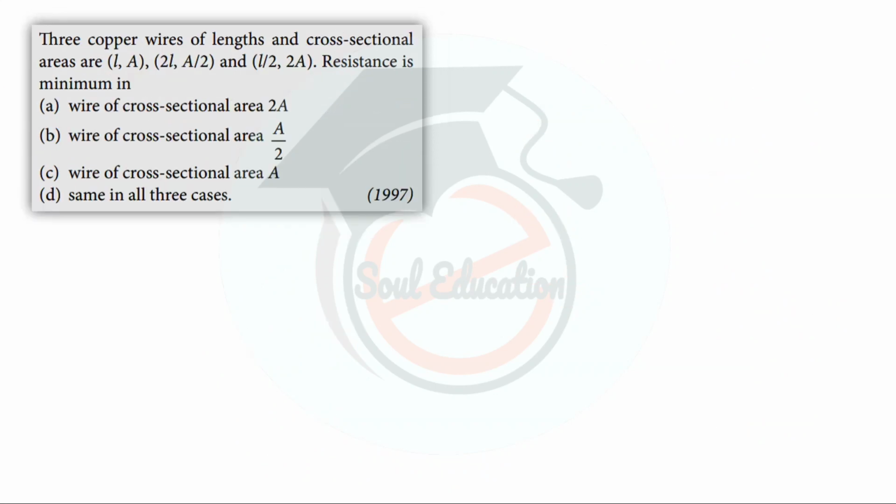Now the next problem is: 3 copper wires of length and cross sectional area are L comma A, 2L comma A by 2, and L by 2 comma 2A. Resistance will be minimum in which of the cases? Three cases are given, and in which of the three is the resistance lowest? Use the direct formula R is equal to rho into L by A. So now we can find R1. In the first case, rho into L by A, as given directly.